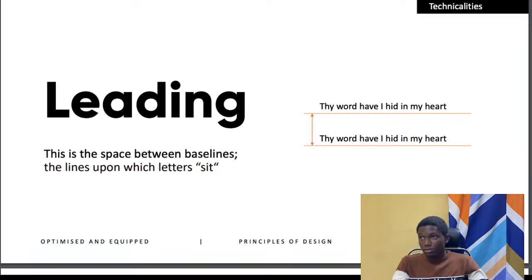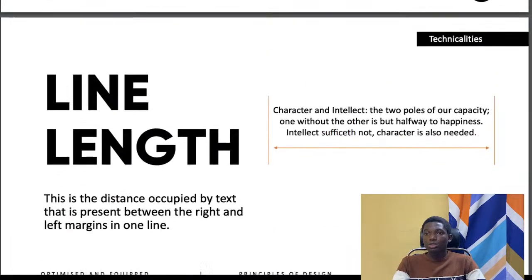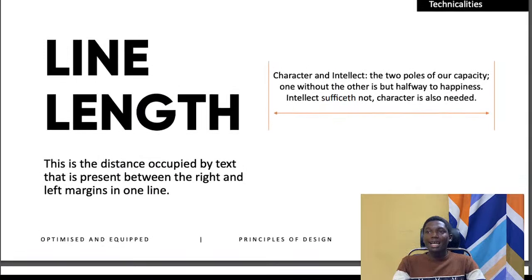And also we are going to be studying the second technicality, which is the line length. There's a way in which you can extend the line length. There's a way in which you can constrict the line length. If you are talking about the line length, it means the distance occupied by text in these lines between the right and the left hand margin. This is the right and left hand margin.